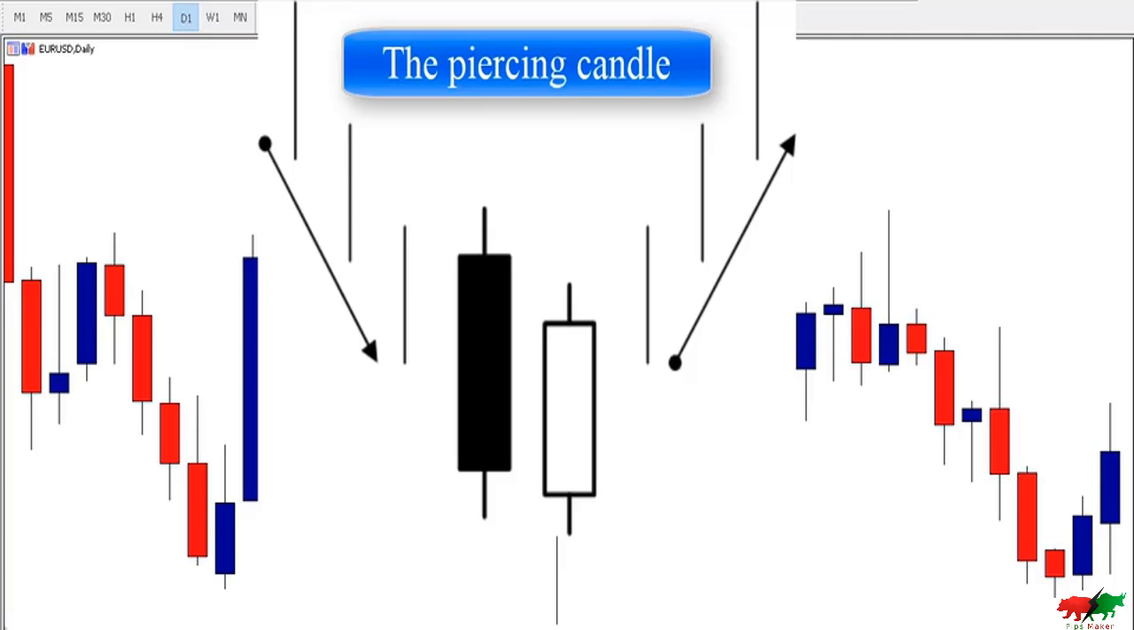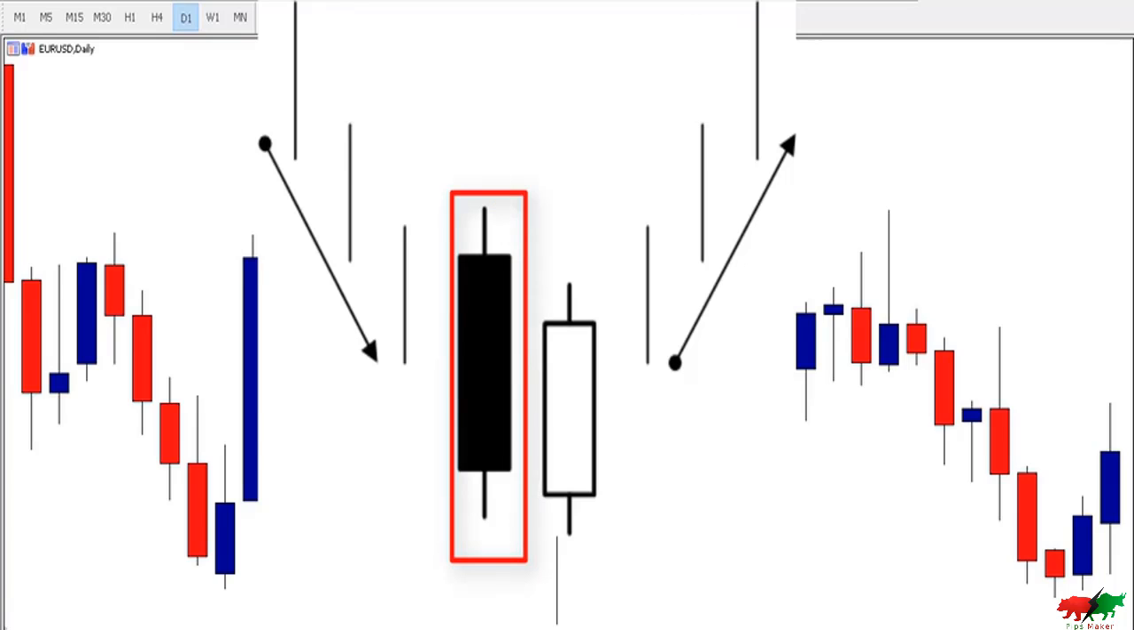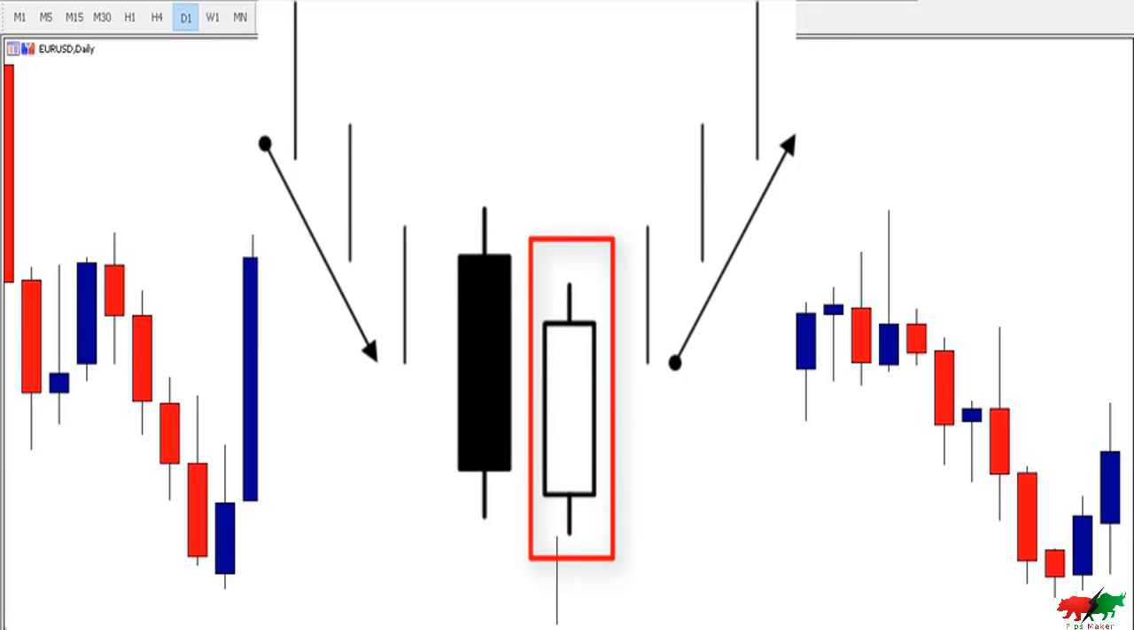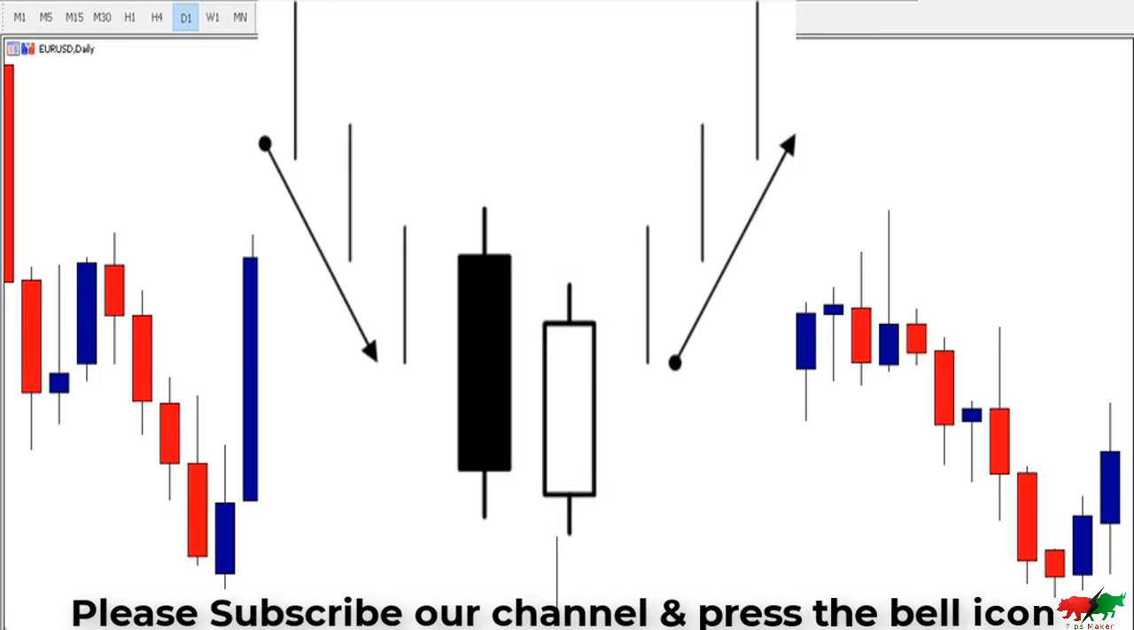Like most of these candlestick patterns, the context in which this pattern occurs is very important. A true bullish piercing pattern occurs after a downtrend in price. This pattern consists of a relatively large bearish candlestick, as you can see here, followed by a bullish candlestick that closes somewhere above the 50% mark of the preceding candlestick real body.